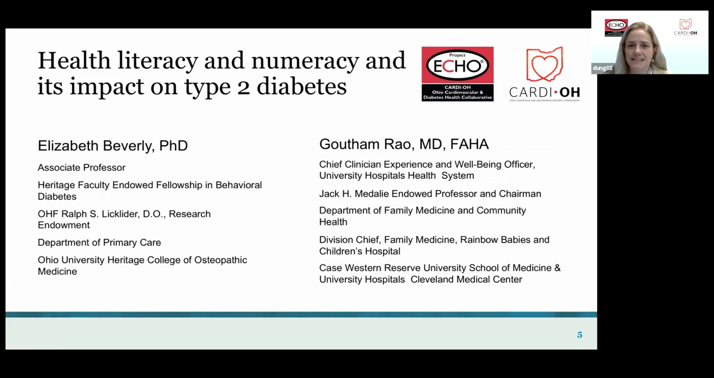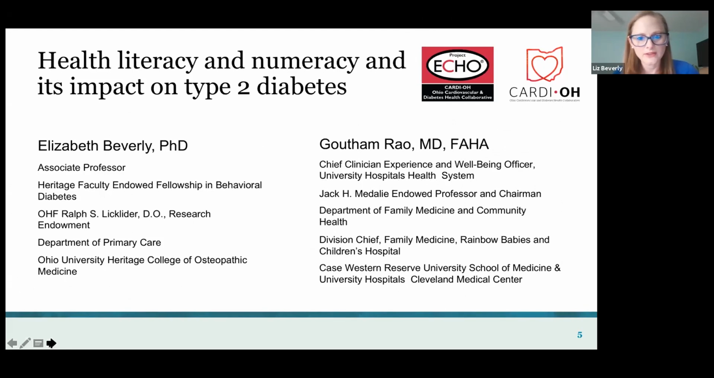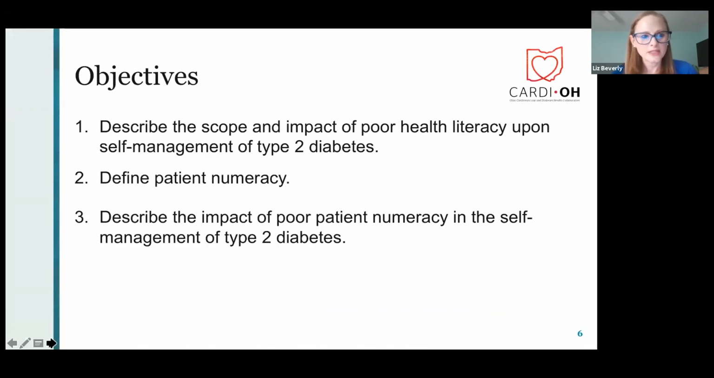Our topic today is health literacy and numeracy and its impact on type 2 diabetes. Thank you, Kathleen. So I'm Liz Beverly, and I'm from Ohio University Heritage College of Osteopathic Medicine. I'm going to tackle the first part of health literacy and then pass it on to Dr. Rao. So these are our objectives. We're going to describe the scope and impact of lower health literacy upon the self-management of type 2 diabetes. We're going to define patient numeracy and then describe the impact of lower patient numeracy in the self-management of type 2 diabetes.